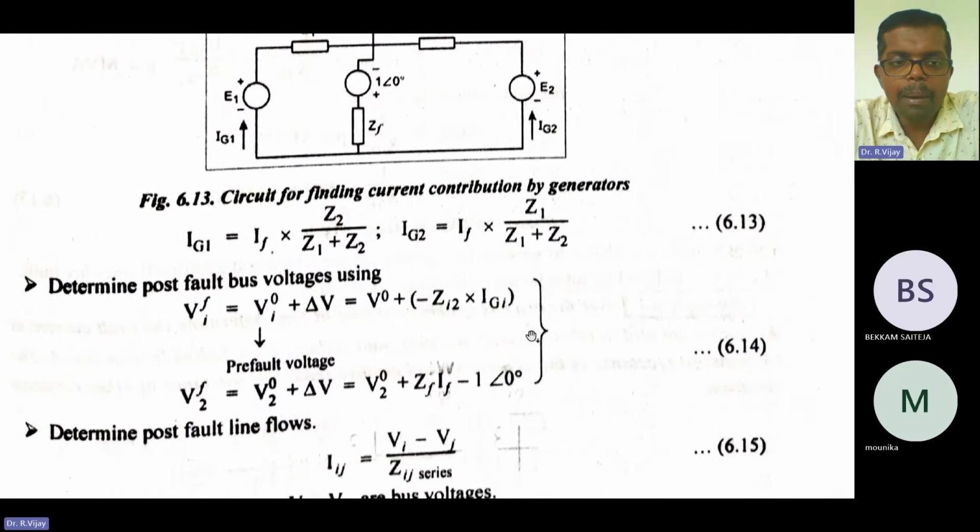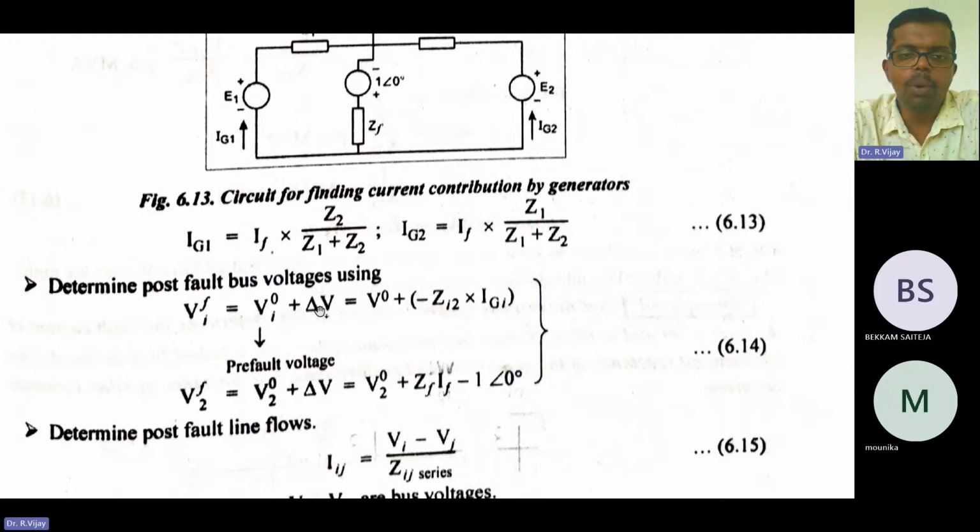Next, determining the post-fault bus voltage. How to determine the post-fault bus voltages after the fault? So what is the bus voltage? That is V1F is equal to V1 naught, which is nothing but the pre-fault voltage. Pre-fault voltage is 1 at angle of 0, or 1 plus j0, whatever is correct. Next, plus delta V, that is the change in the voltage.